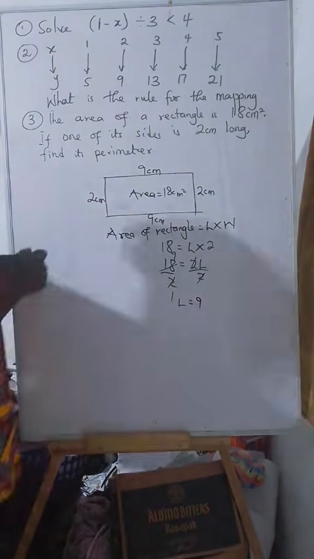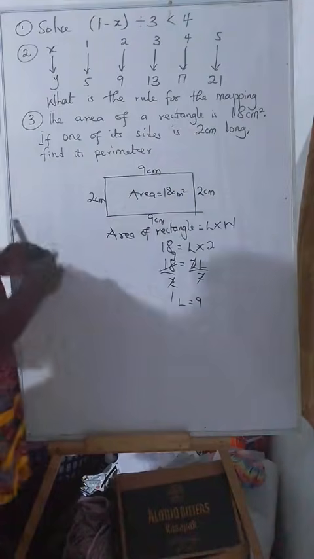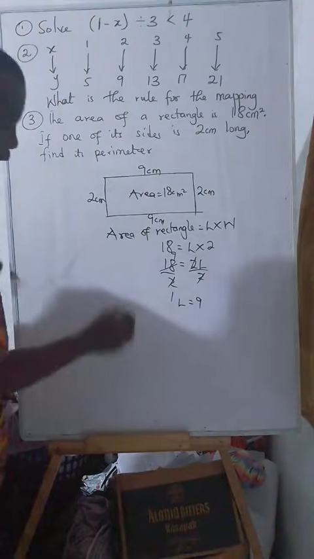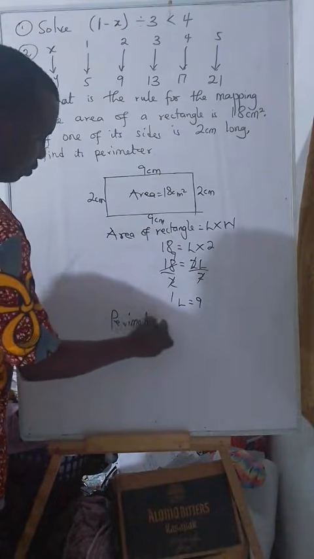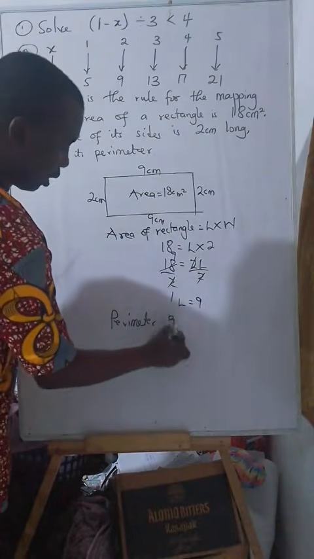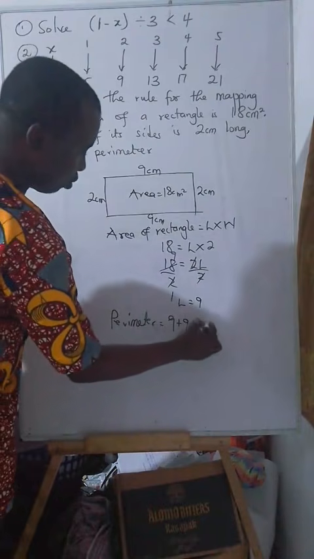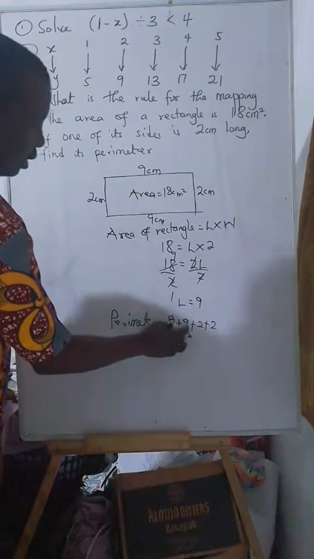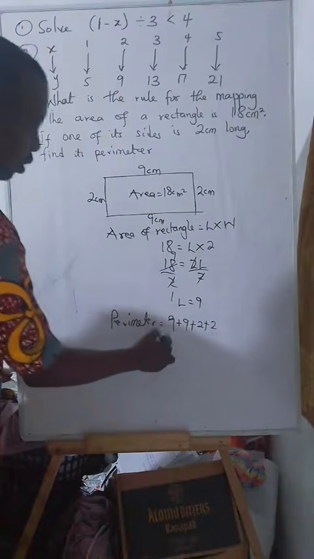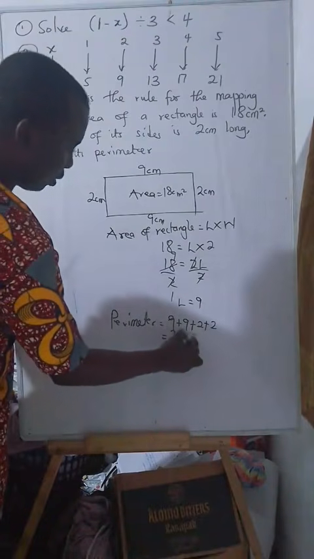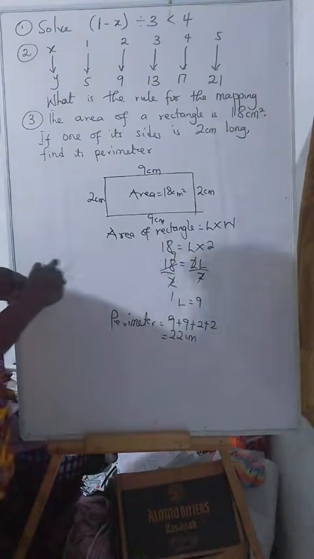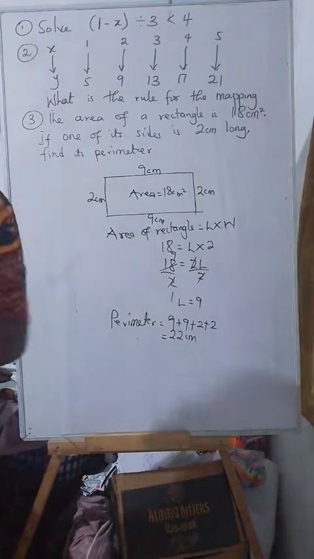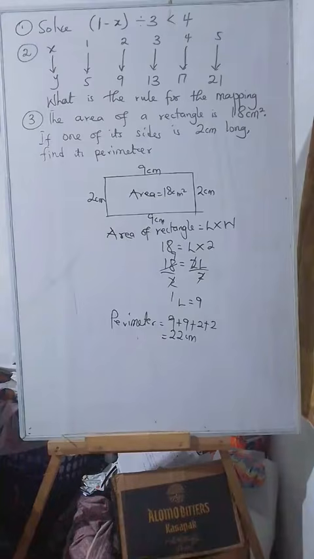So therefore you add, perimeter means the distance around a given figure. So we have 9 plus 9 plus 2 plus 2. So this is 18, 20, 22 centimeters. Or you can use the formula also, 2L plus 2W. That will give you the perimeter.